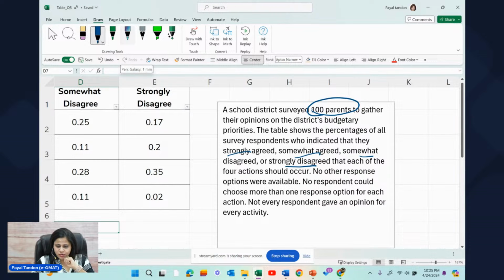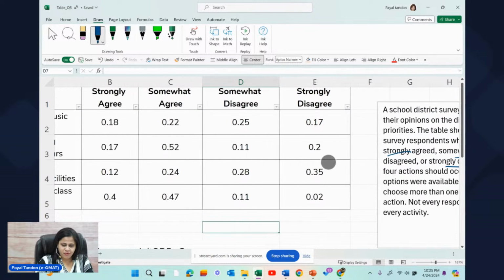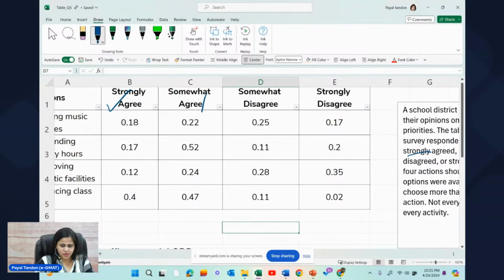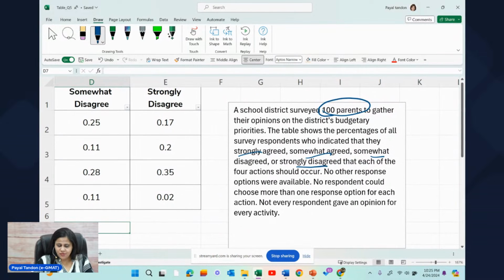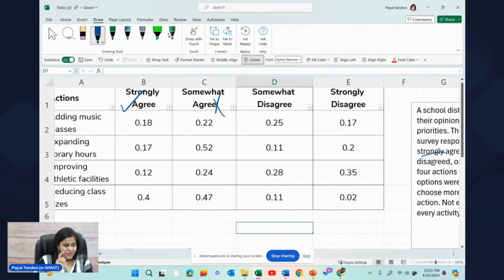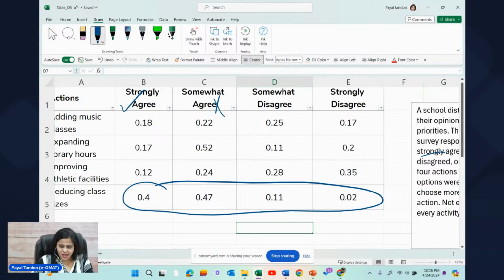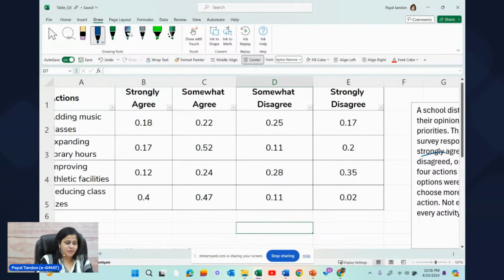No respondent could choose more than one response choice, which means that if a parent selected strongly agree, that parent would not be able to select somewhat agree, which makes sense, right? And then not every respondent gave an opinion for every activity, which means, what does that mean? This means that the total of this row need not be 1. It may be less than 1, so it is less than or equal to 1. So that is the level of understanding that you need to have as you are reading this data set along with the table.